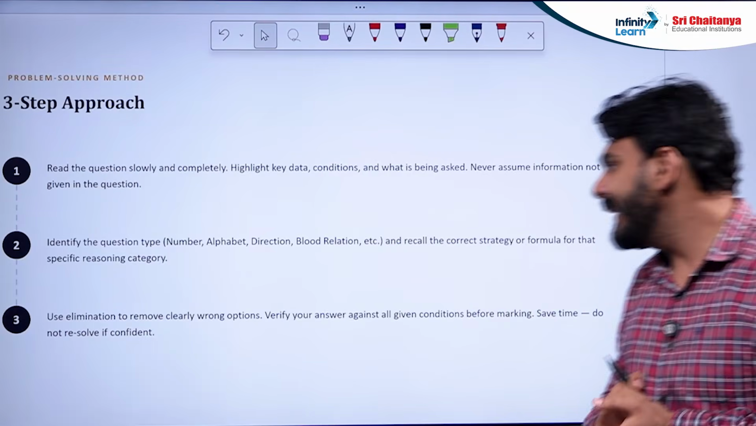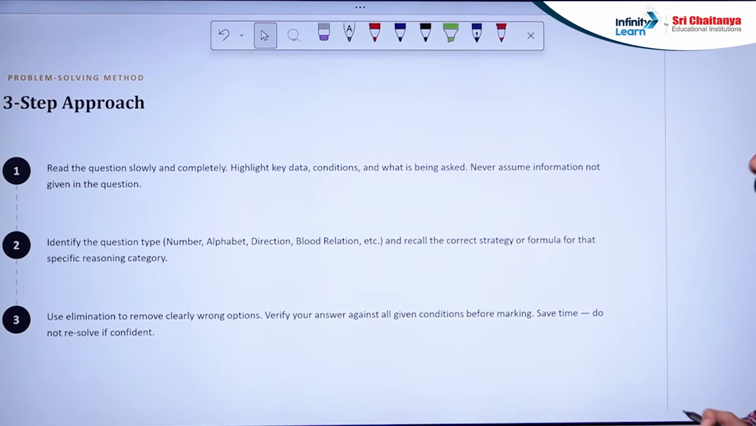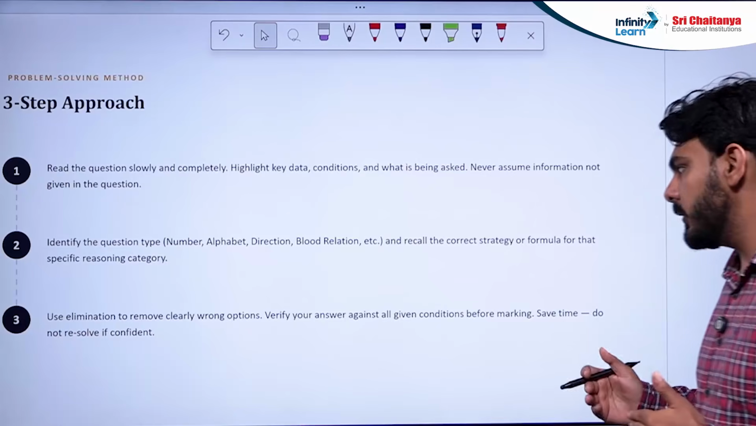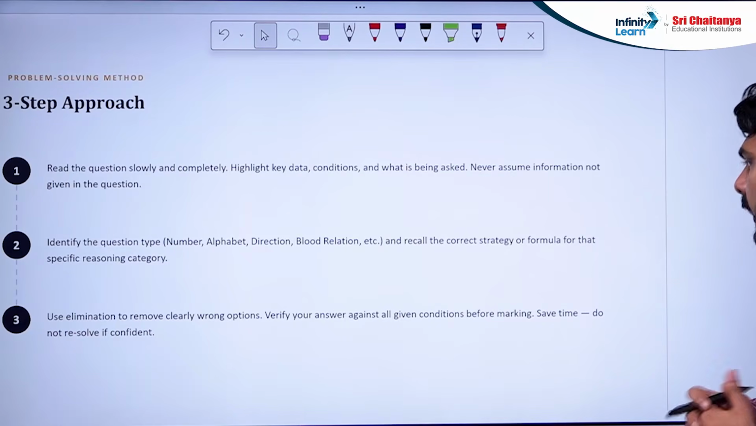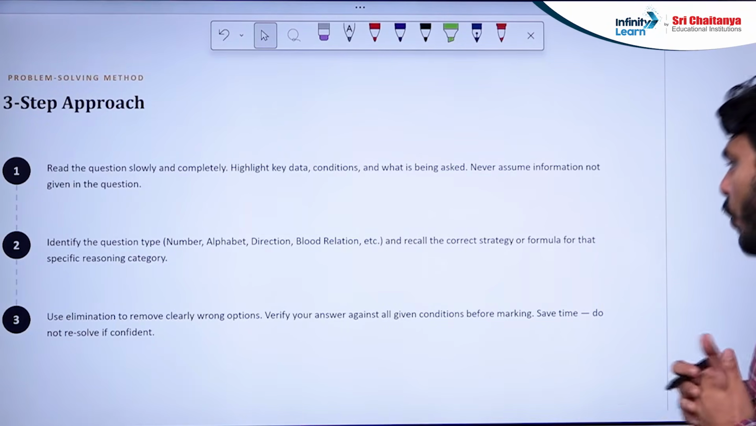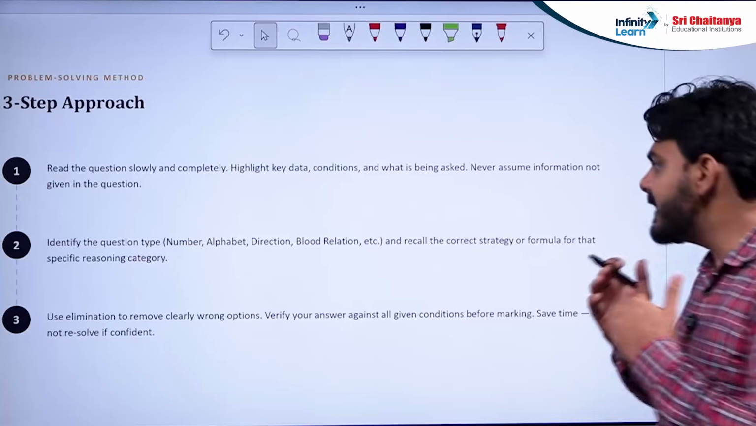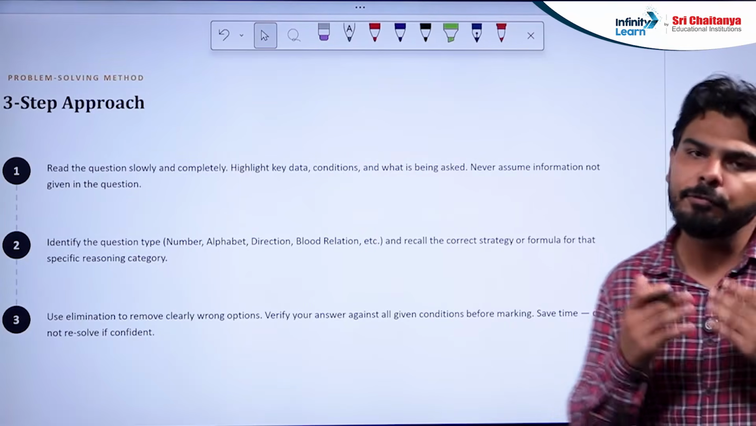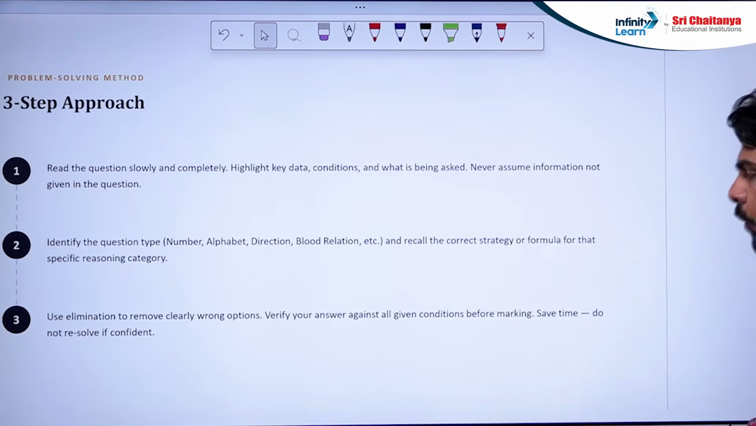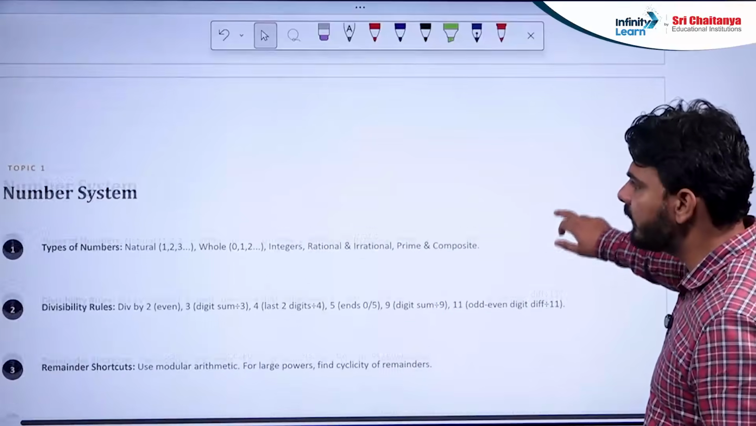The third point is to use elimination to remove clearly wrong options. This point we have already covered. Verify your answer against all given conditions before marking. Save time. Do not re-solve if you're confident. I think this point has already been touched on. So let us now move on to our next slide.